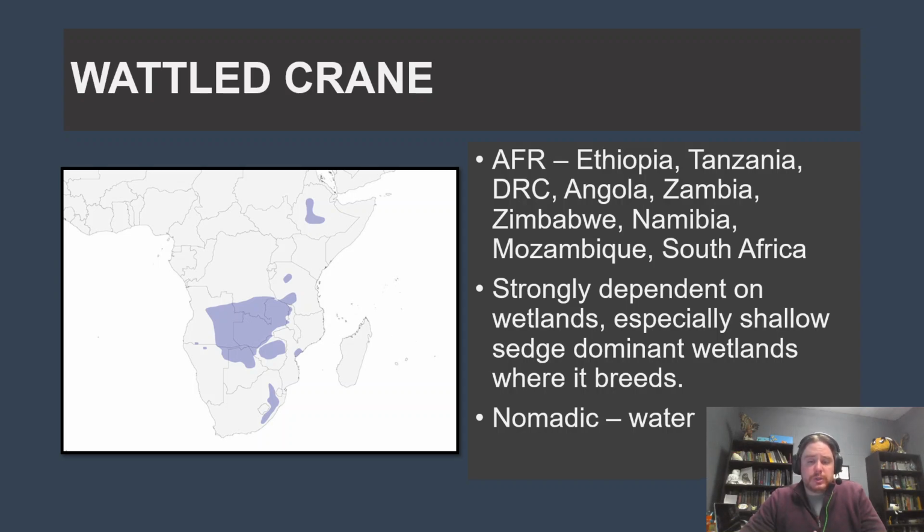It is strongly dependent on wetlands, particularly shallow sedge-dominant wetlands, because not only does it look for food in those places, that's where it breeds. So those are its breeding locations. So you've got this dependency for food and breeding. They're not as willing to go poke around a grassland as some of these other species are, and that means that the loss of wetlands is a really big deal for a wattled crane. And as far as movements are concerned, they're nomadic. They go where the water goes. You can pretty much say that about all of the cranes to some extent. They go where the water goes, but they're not migratory.